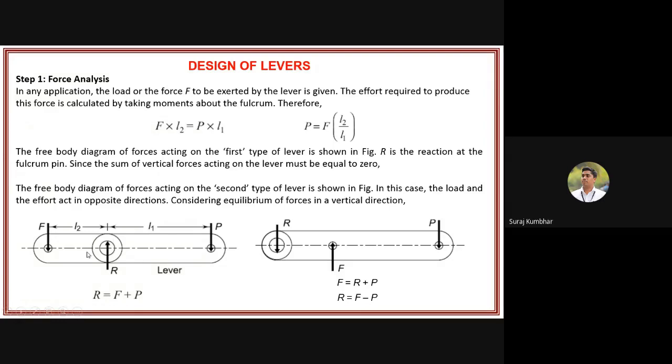In a problem statement, they will ask you about a first order lever or a second order lever, but you should know how to find the reaction at the fulcrum. If it is a first order lever, the reaction at the fulcrum R equals F plus P. But in the case of a second order lever, the reaction at the fulcrum R equals F minus P. Okay, are you getting this?